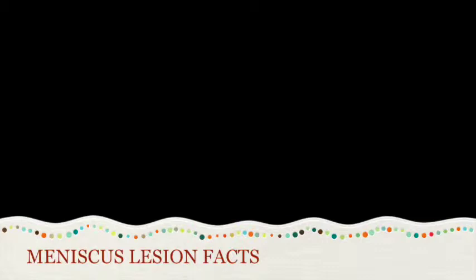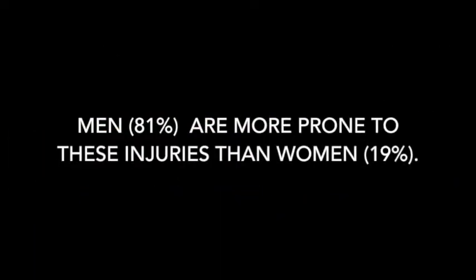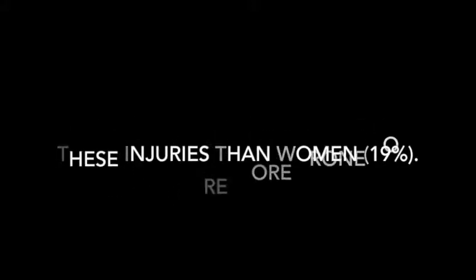Meniscus lesion facts. Meniscal injuries comprise approximately 12 to 14% of knee injuries. Men are more prone to these injuries than women. Men receive about 81%, while women sustain about 19% of these injuries. Approximately half of the patients with meniscal injuries are between the ages of 20 to 29. Meniscal lesions are also more prevalent in the right knee, with about 56.5% occurring in the right knee compared to the left.